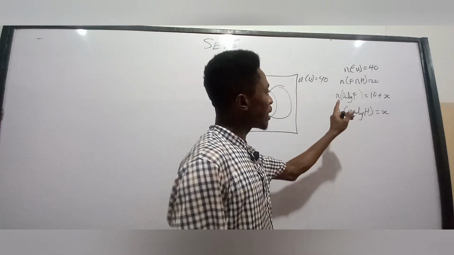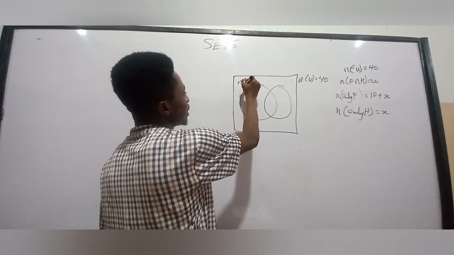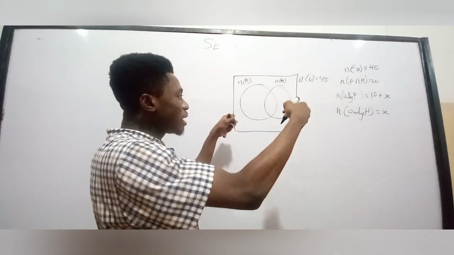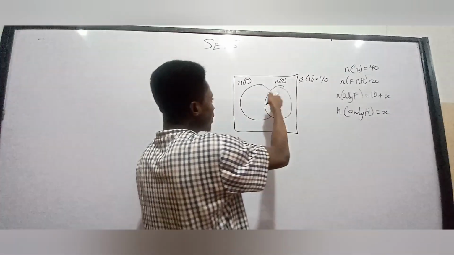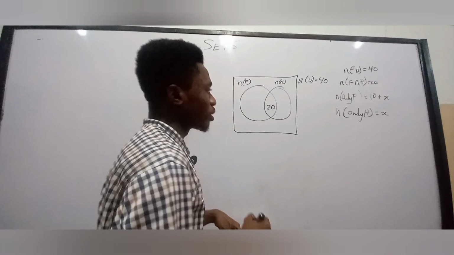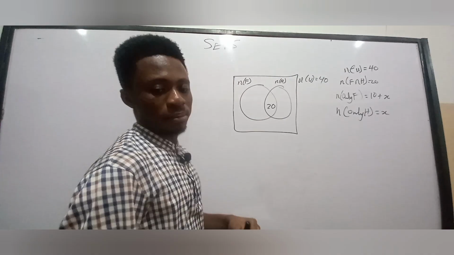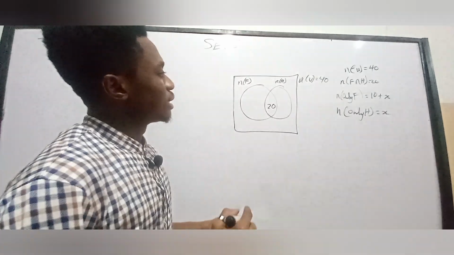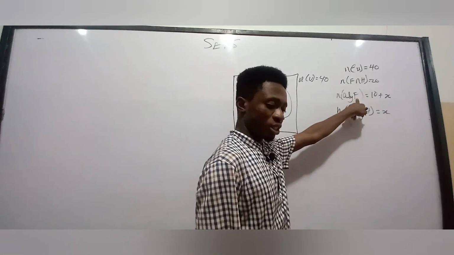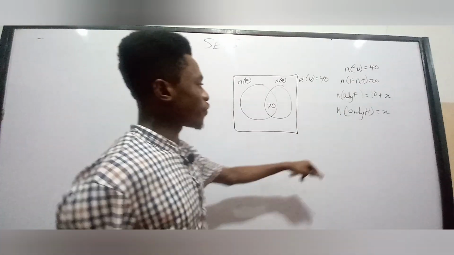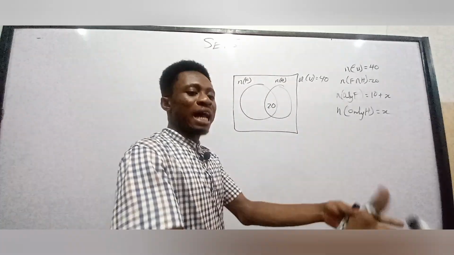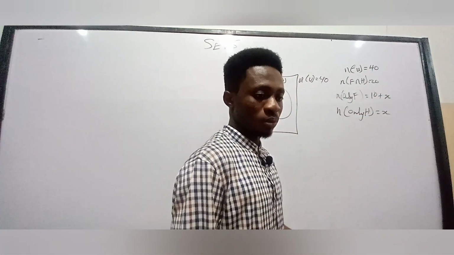It says 20 study both subjects. So let's say here is French, here is history. Then they are saying 20 study both. So 20, where they intersect, both of them, here is where they intersect. So here will be 20. And it says that the number of only French is 10 more than that of history. So we don't know history, but if we get to know history, we add 10 to it to get what? French. Do you get it?